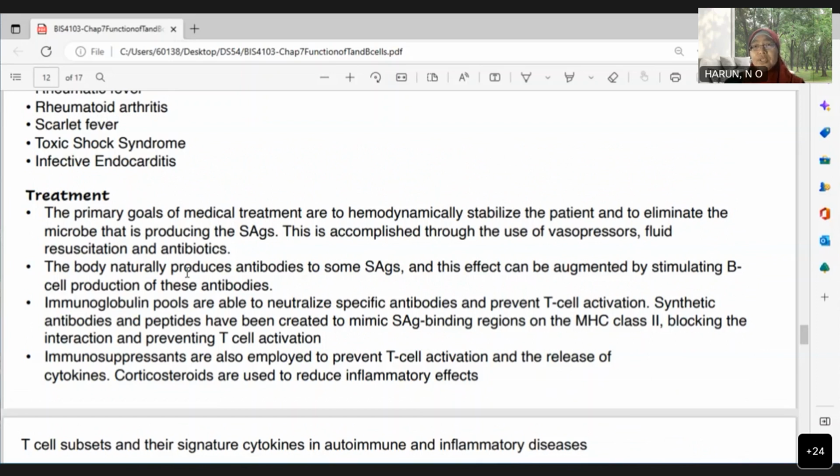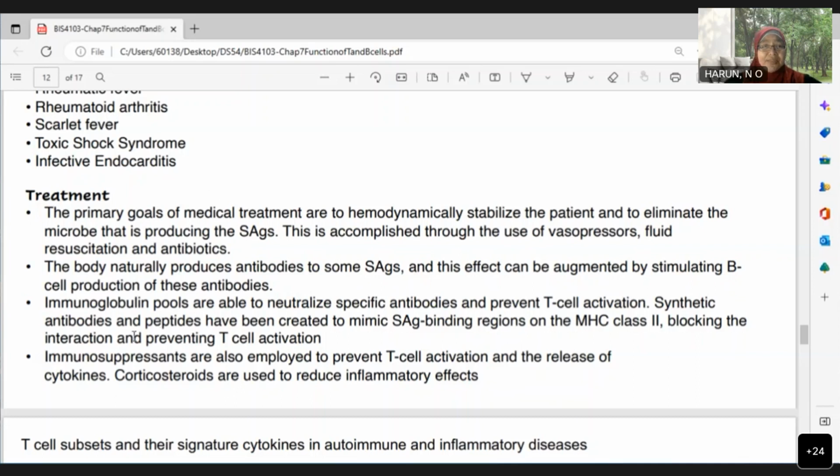Okay, but that is not to say it causes 100% ending of that particular symptom or disease. The body naturally produces antibodies to some SAG. So therefore, this effect can be augmented by stimulating B cell production of this antibody. Meanwhile, IG pools are able to neutralize specific antibodies so that you can prevent the T cell activation.